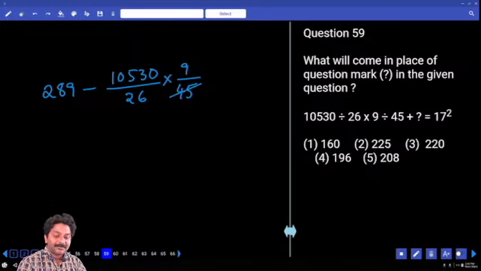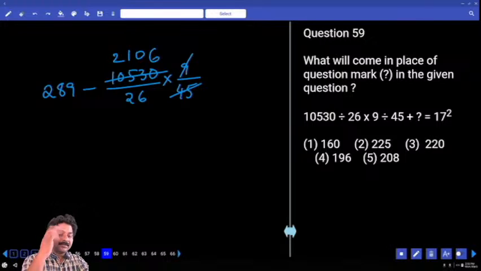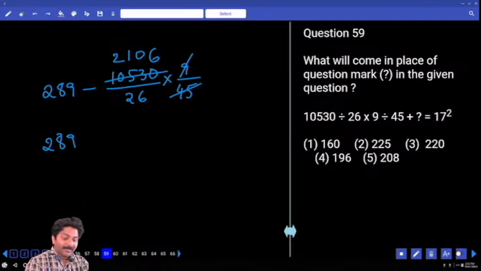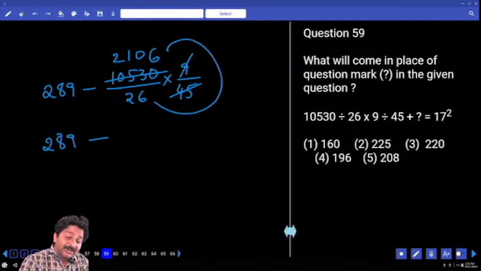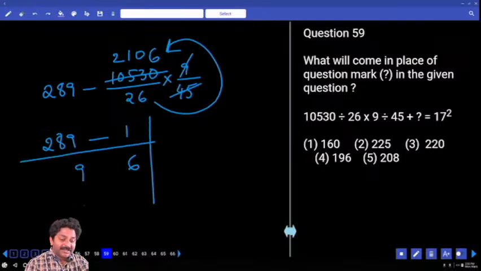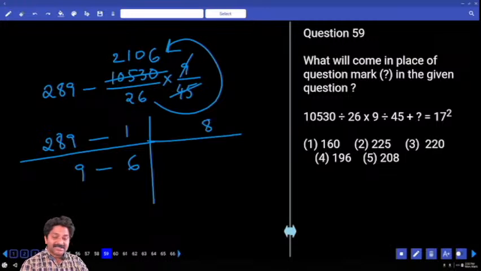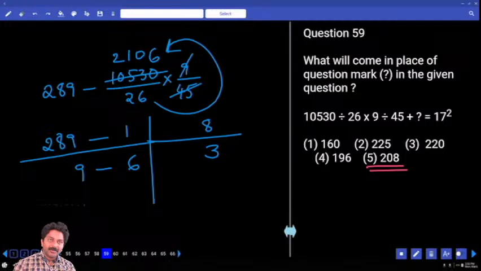5 how many times? 9 gets cancelled here. Right. Cancellation with 5. 2, 1, 0. Right. Now, 289 is our number. Minus 6 into which number ends with 6? Either 1 or 6. That means we have two different possibilities here. 9 minus 1, answer ends with 8. 9 minus 6, answer ends with? So our answer should end with either 8 or 3. Only one possibility. How many options are there? 208 final.